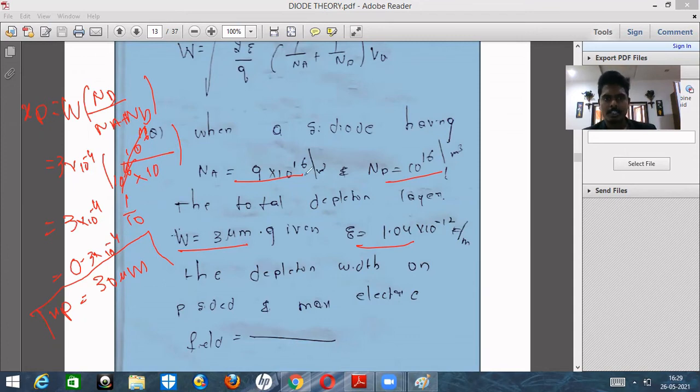Okay, into Nd. Nd is nothing but what? 10 power 16 upon 9 into 10 power 16 plus 10 power 16, 10 into 10 power 16. It cancels with each other. So automatically you will get 3 upon 10, 0.3 into 10 power minus 4 centimeter. So you can leave it like this. So automatically Xp is equal to 0.3 centimeters simply. Okay. So this is 0.3 centimeters.